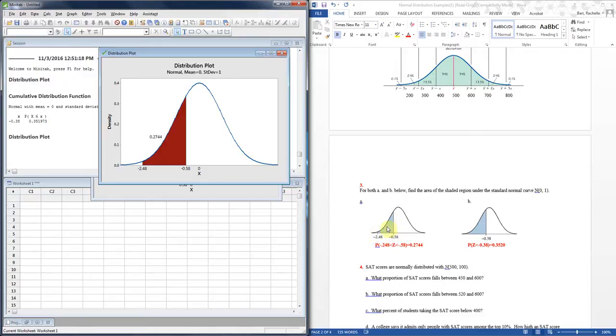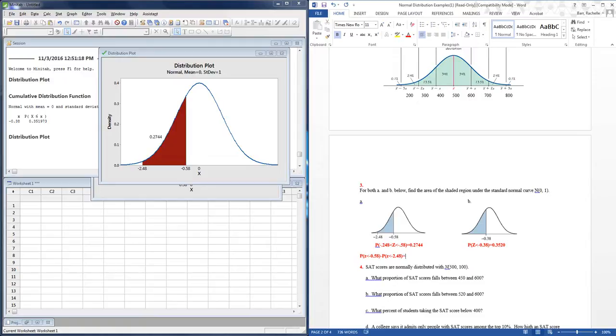So it's basically like, instead of doing the middle area, I'm doing left and then minus the stuff I don't need, so that I get the stuff in between. So instead we're going to do the probability that z is less than negative 0.58, and subtract from it the probability that z is less than negative 2.48. So I have to do 2 calculations and subtract them from each other.